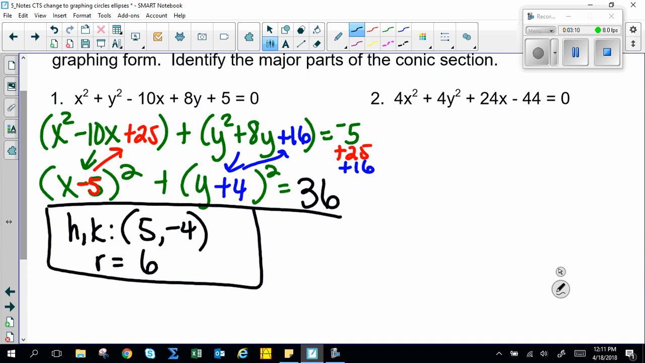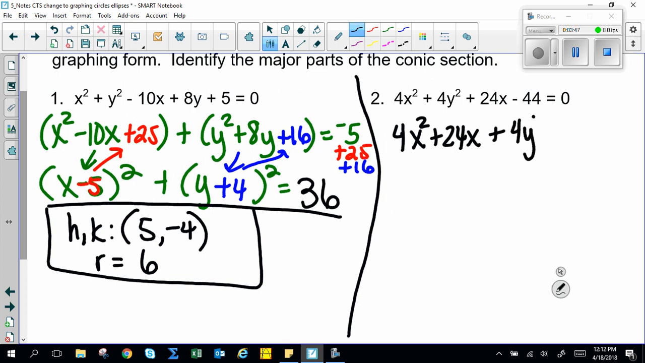All right. So let's try this again. Honestly, I would divide everything by 4 and go from there. But let's say you didn't see that. Let's just follow the process. So I grouped my x squared terms together, right? 4x squared plus 24x. I grouped my y terms, that's all I have. And then I'm going to move that 44 to the other side.